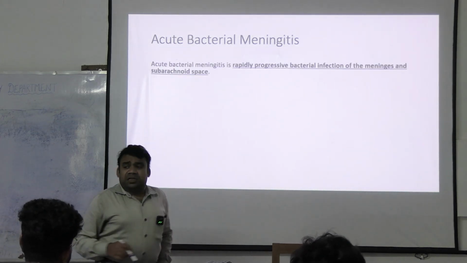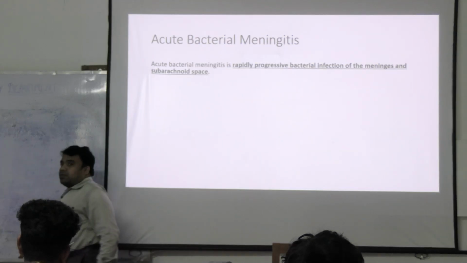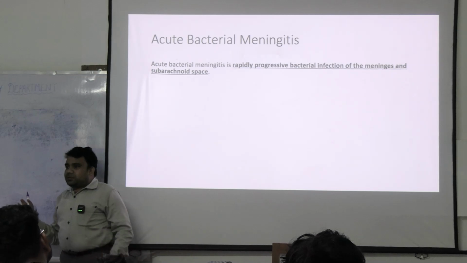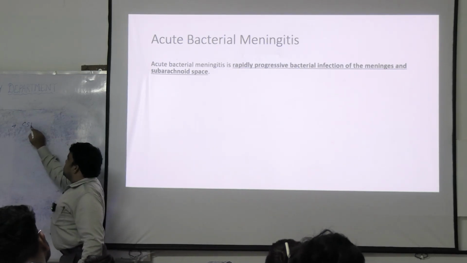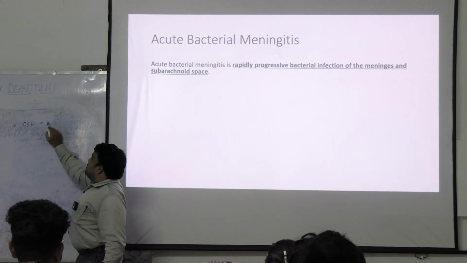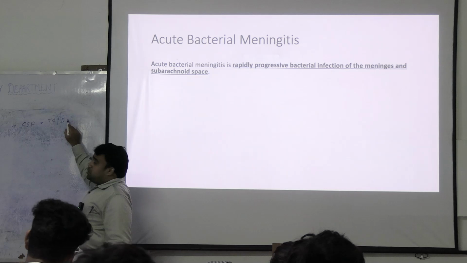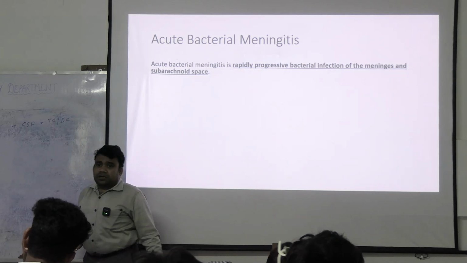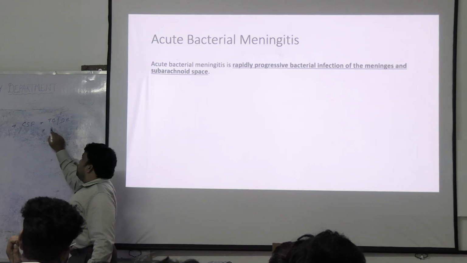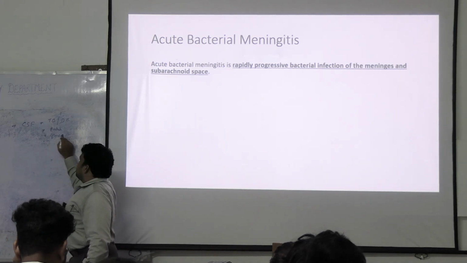Now, what are the other investigations that you must send? This is one aspect. It is a CSF study. In CSF, what are we looking at? TC and DC. That is total cell count and differential cell count in the CSF. Then we are looking at CSF protein, CSF glucose.